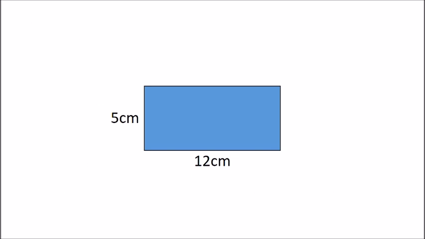Okay, so quick recap on area. So if I have a rectangle like this, how do I find the area of it? Well, it's quite an easy calculation. Multiply those two perpendicular lengths together, so 5 multiplied by 12, that gives me 60, and my units are centimetres squared because I'm thinking about area.